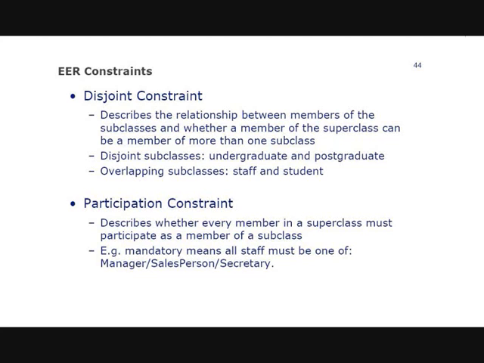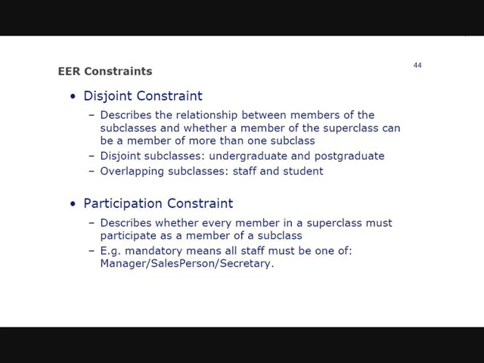So for example, if I tell you undergraduates and postgraduates, that is disjoint. You can either be an undergraduate or a postgraduate, but you cannot be both. So that is a disjoint constraint. I have sub-entities, but you can only belong to one or the other. On the other hand, if I say the staff and the student, a member of the staff could be registered as a student, so there will be overlapping sub-entities, because I could be both a member of the staff and a student at the same time. So then it will be defined as an overlapping constraint.